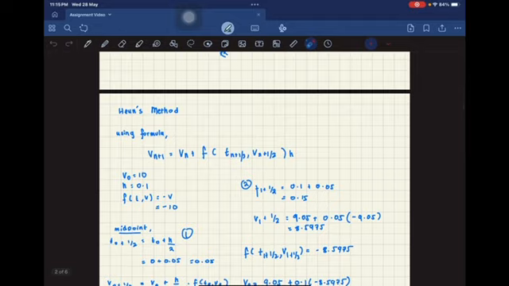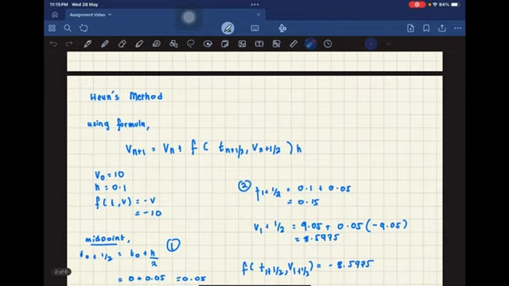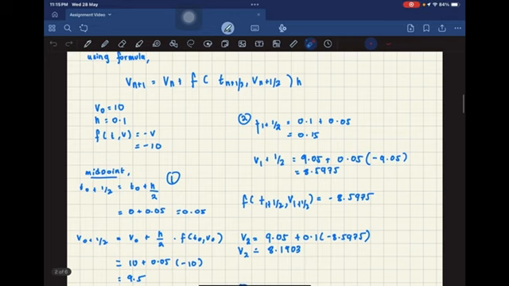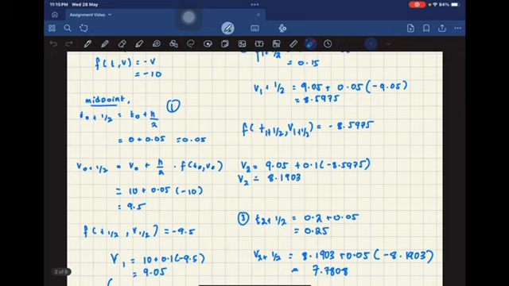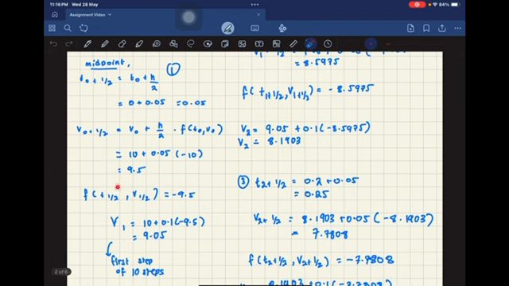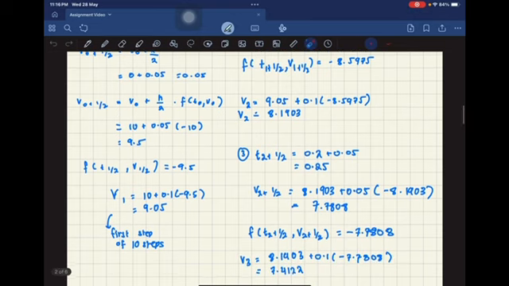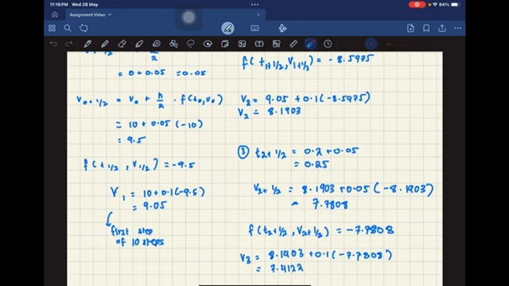So next method, Heun's method. The general formula is V(n+1) is equal to Vn plus F(T(n+1/2), V(n+1/2)) times H. We list out the information, and the first step is we need to find the midpoint. So for the first step, i is equal to 0, and for T(0+1/2), we get 0.05. For V(0+1/2), using the formula, we got 9.5. So from here, we know that F(t,V) is equal to negative 9.5. And then for the first step of this method, we got V1 is equal to 9.05.